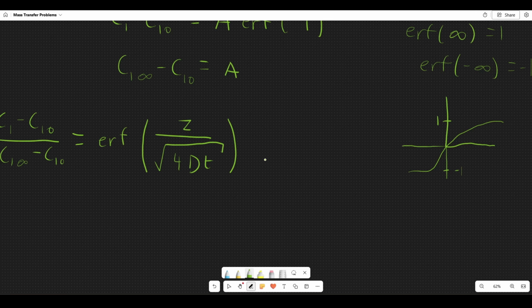What does it look like? Well, if I was to redraw the block, our block looks something like this. As intuition, what it would look like is this. So you have some c1 naught here, right?